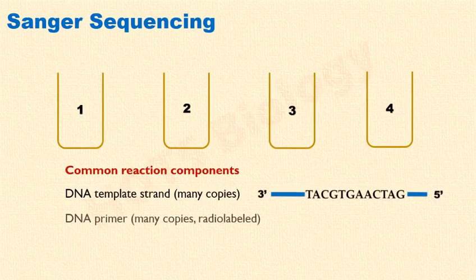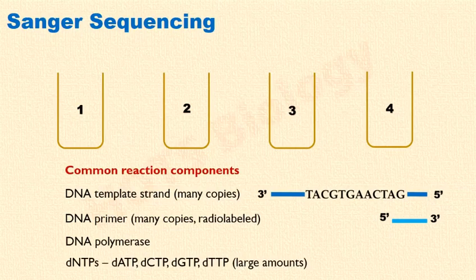Second component is DNA primer. Again, many copies of DNA primer are used. Sanger radio-labeled the primers for detection purpose. Third component is DNA polymerase. And fourth component consists of all 4 standard deoxynucleotides or dNTPs. They are used in large amounts.